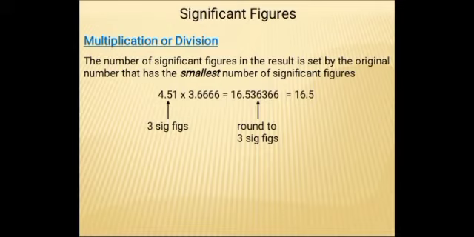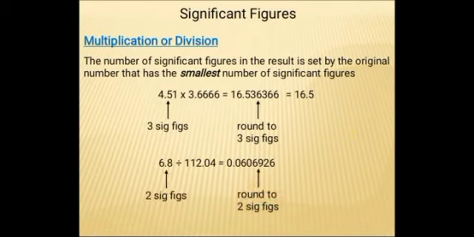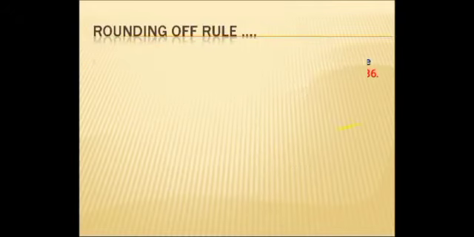Hope so you understood. Next is division, also in the same way. 2 significant figures are there, so round off to 2 significant figures, it becomes 0.61. Okay, why did we make it 1? Because the 6 after 0 is more than 5, so we will add. Okay, so rounding off rule, this is that rule.